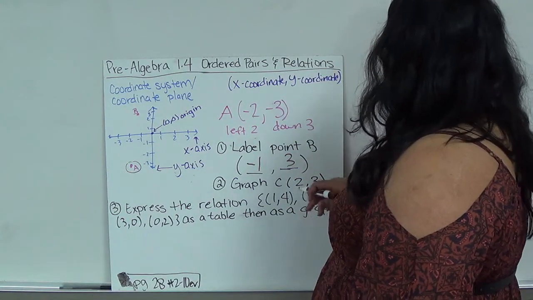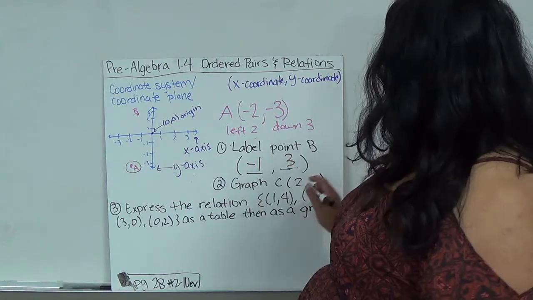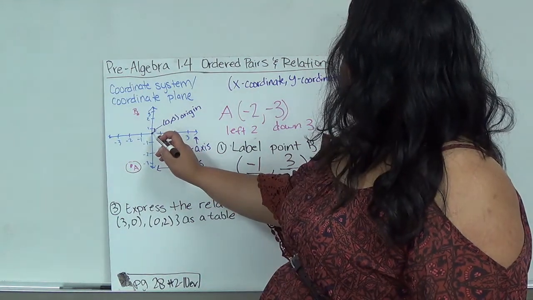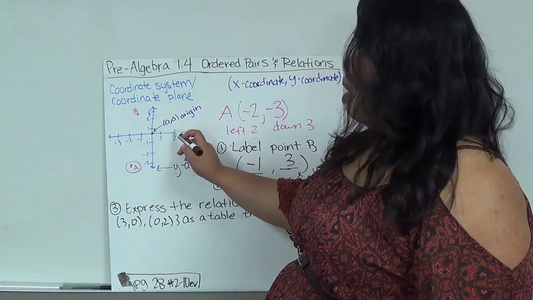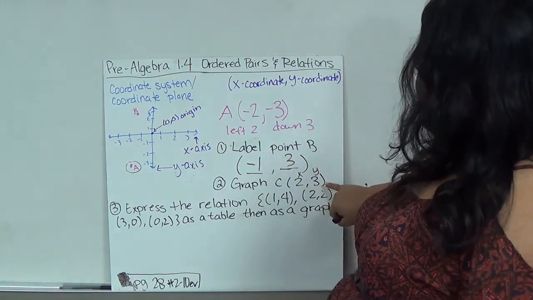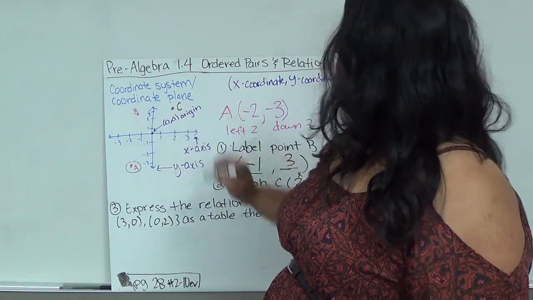So number 2 is asking us to graph C. So that means I'm going to start, this is x, comma, y. So my x is going to be 2, so I'm going to go 2 on the x. I'm not going to mark my point because I also have to then go up or down. Because it's a +3, I'm going to go up 3. And this is my point C.